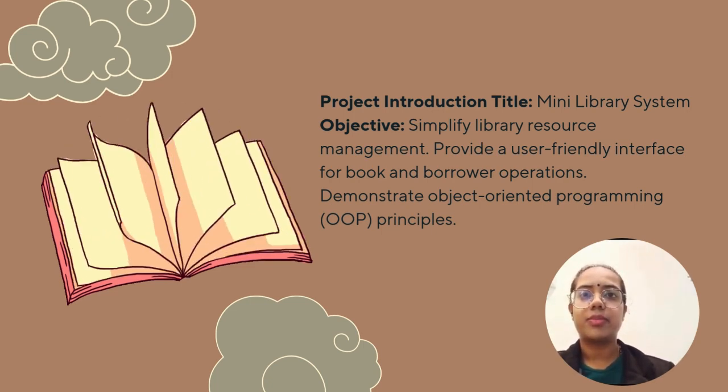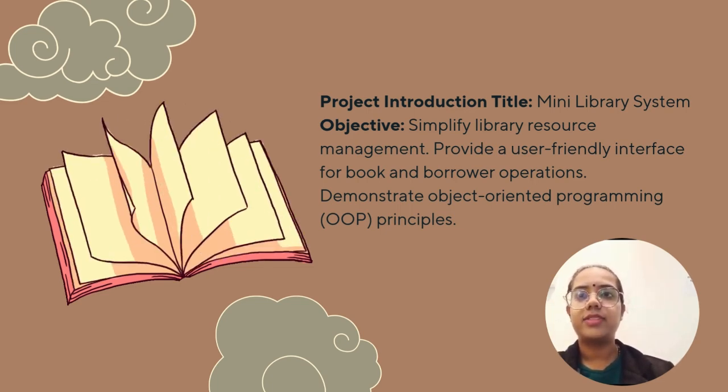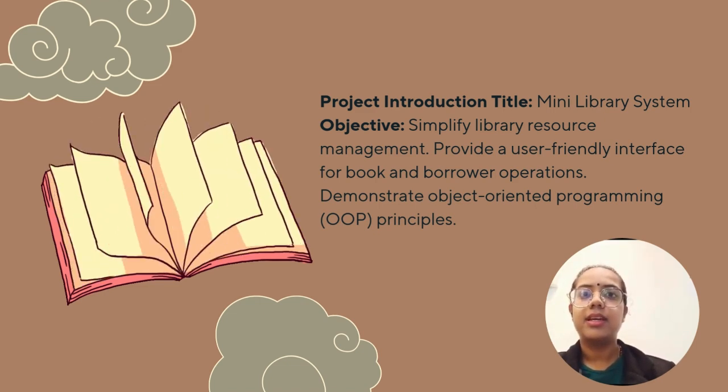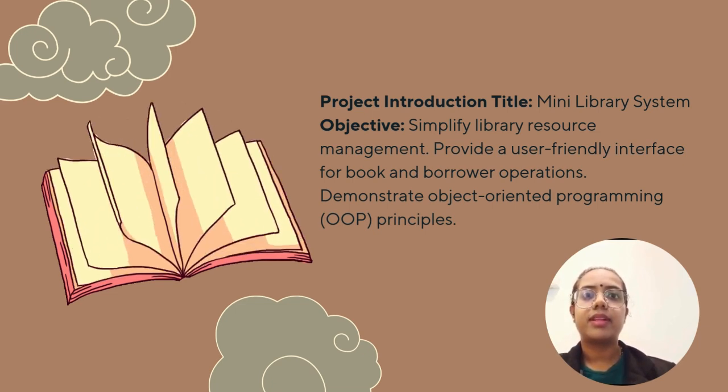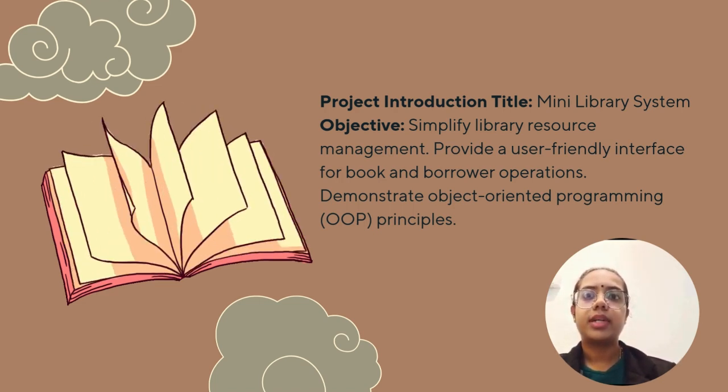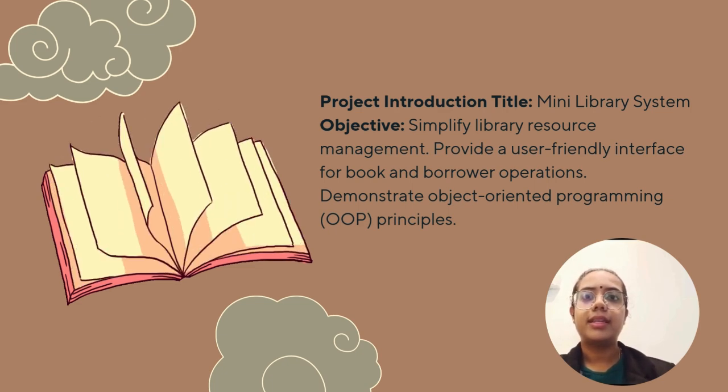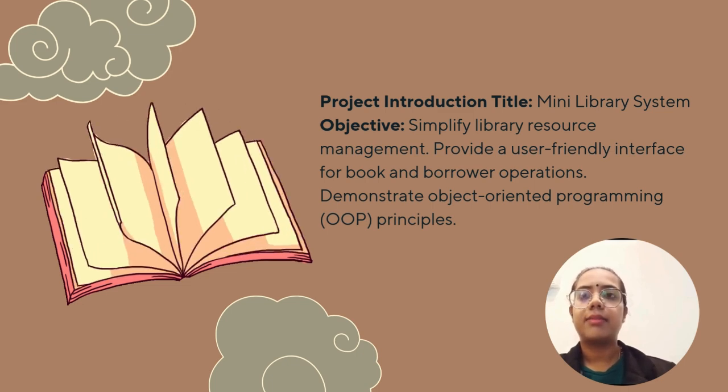I will be introducing our project, the mini library system, and giving an overview of its features and design. Our mini library system is a Java-based application designed to simplify library resource management. The main objective is to provide an intuitive, user-friendly interface that allows users to manage books and borrow information effectively. It also demonstrates key object-oriented programming concepts like inheritance and polymorphism, making the system robust and scalable.